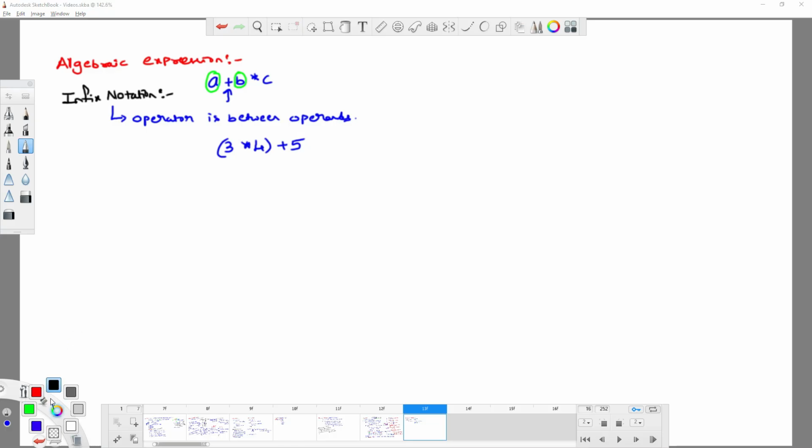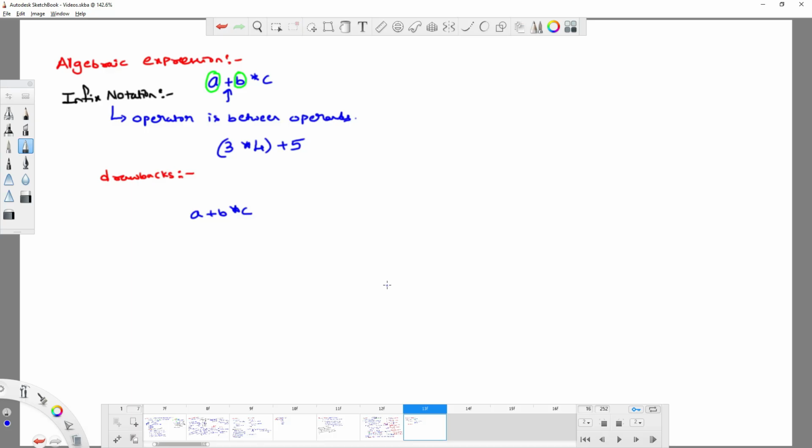Sir, why would an algebraic expression come under an application of stack? Before looking into it, first let's see what drawbacks we have with respect to this infix notation. Observe an example, let's say 3 plus 4 into 5. Or instead of numbers, let me go with alphabets, which can be replaced with numbers: A plus B into C.